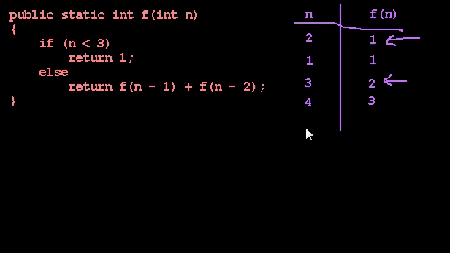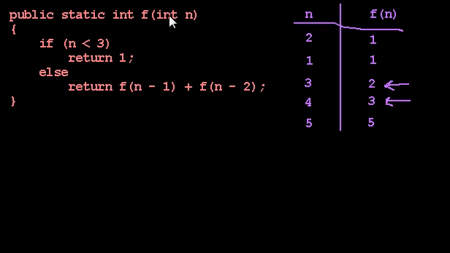Maybe one more. F of 5. Let's see, 5 is not less than 3, so we find f of 4 plus f of 3. F of 4, that's this one, plus f of 3, and if I add together those two values, 2 and 3, I get 5. And at this point, you may see where this is going.